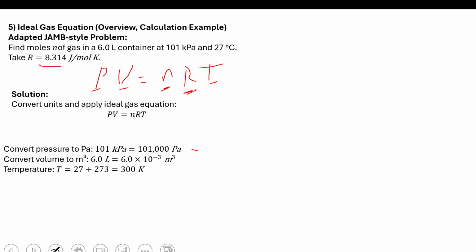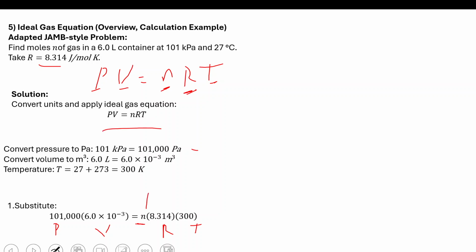For temperature, you convert 27 degrees C to Kelvin. Just add 27 to 273, and you get 300 Kelvin. So plug into the formula, and n will not be there because we don't have n, and that's what we're looking for. This one is pressure, this one is volume, this one is R, and this one is T, but n is missing. So we can make n the subject of the formula. n will now be 0.243 moles.